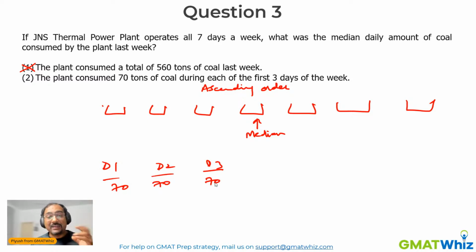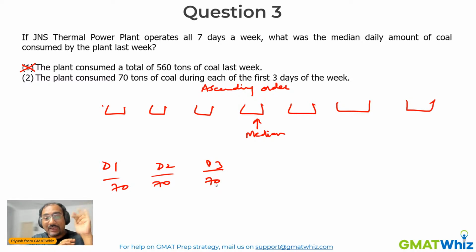Had it been that the plant consumed 70 tons of coal on 4 days of the week, you can be very certain that 70 is going to be your median. Because if it is consuming 70 tons of coal on 4 days of the week, 70 will definitely come in the center.